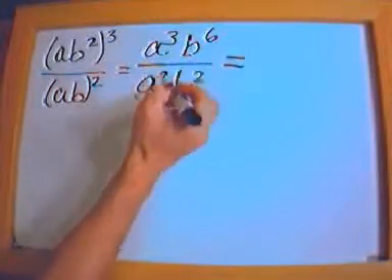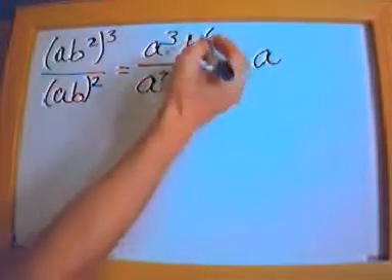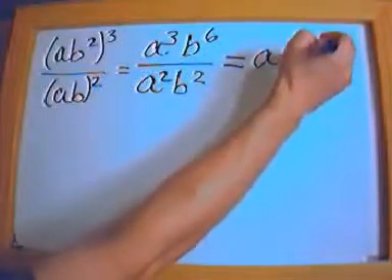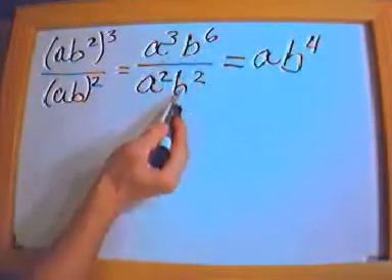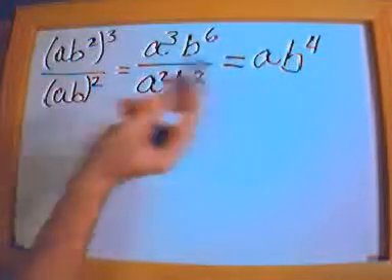So 3 minus 2 is 1, so it's just going to be a to the 1, which is a, b, and then 6 minus 2 is 4, so b to the 4. So you just look at the bases that are the same, you take the exponents and you subtract them, and that's how you get your number.